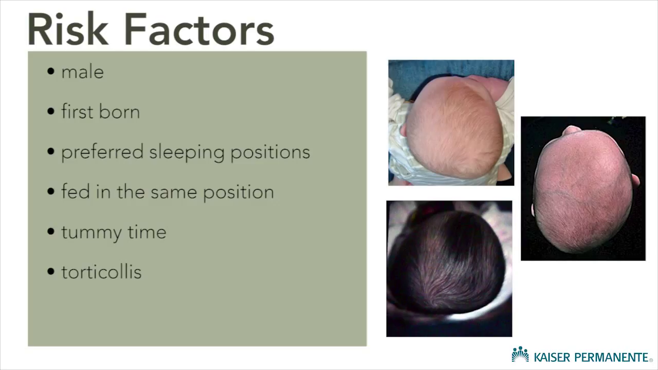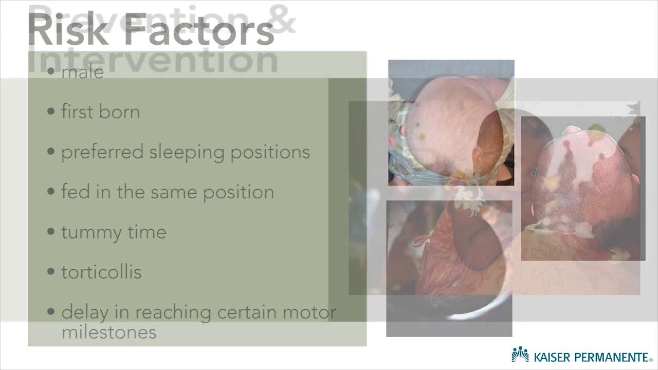Torticollis. Sometimes babies get flattening or asymmetrical head shapes because of tight neck muscles. This means babies may not have the neck strength to turn their head the other way. Lying on one side can contribute to flattening or abnormal shape of the head. Lastly, a delay in reaching certain motor milestones, such as the skill to roll the head off of the flattened area, is a risk factor as well.